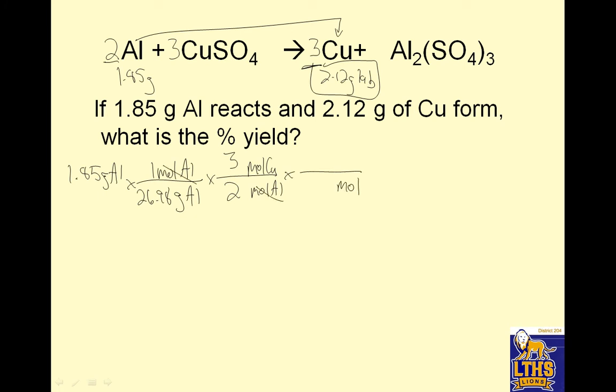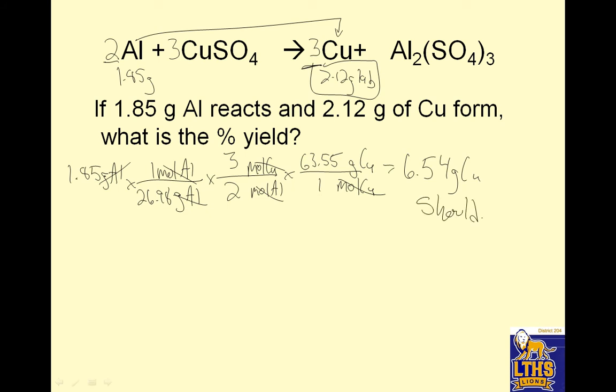Now I want to get out of moles of copper and go into, finally, grams of copper. Now I have grams and moles, so I'm going to use 1 mole equals the number from the periodic table for copper, which is 63.55, I hope, because I didn't actually go to the periodic table. So now I'm in the unit that I want. Let's get out the calculator and do the math: 1.85 divided by 26.98 times 3 divided by 2 times 63.55. And I got 6.54 grams of copper. That's what I should get.